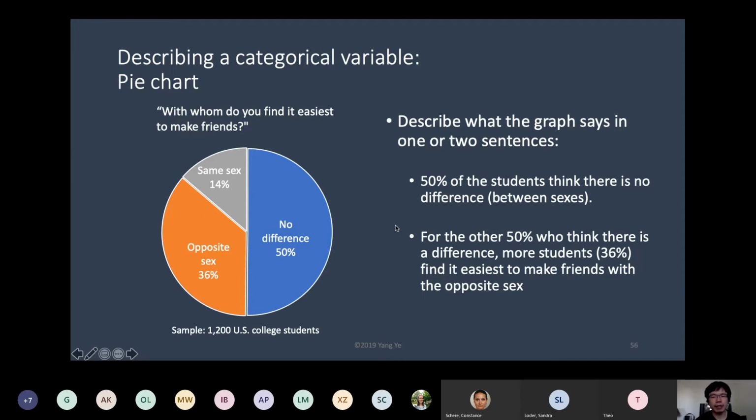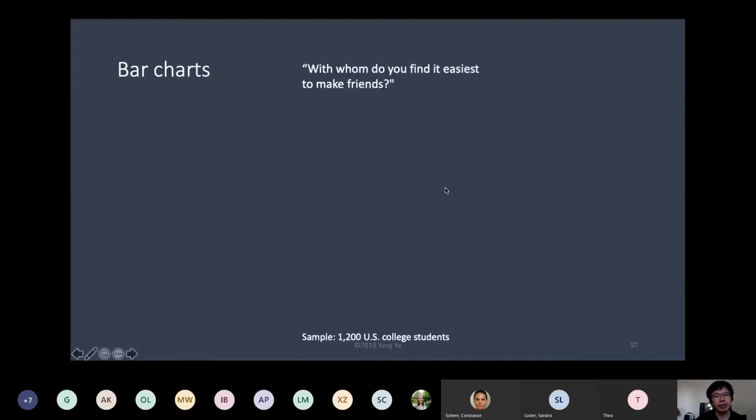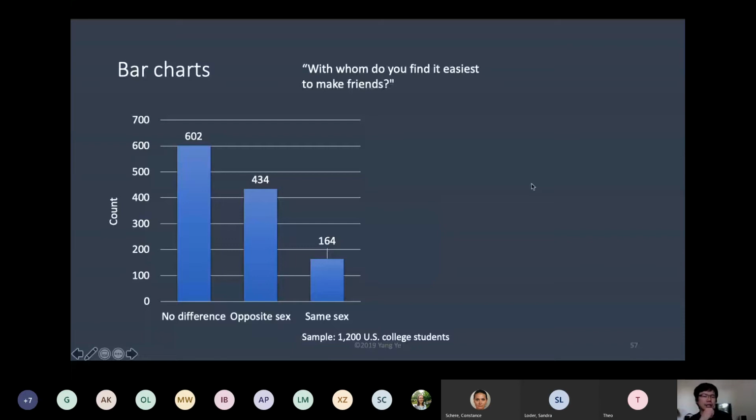So you can say that 50% of the students think there's no difference, or more students find it easiest to make friends with the opposite sex than the same sex, among those who think there is a difference. So this is just a way of describing, depicting, the distribution of a single categorical variable. And you can also use bar charts. In the bar charts, you can have frequencies, right? So you have 1,200 students, and this is a bar chart based on count. So you can have different counts. So this is another graphic way of depicting the distribution of a categorical variable.